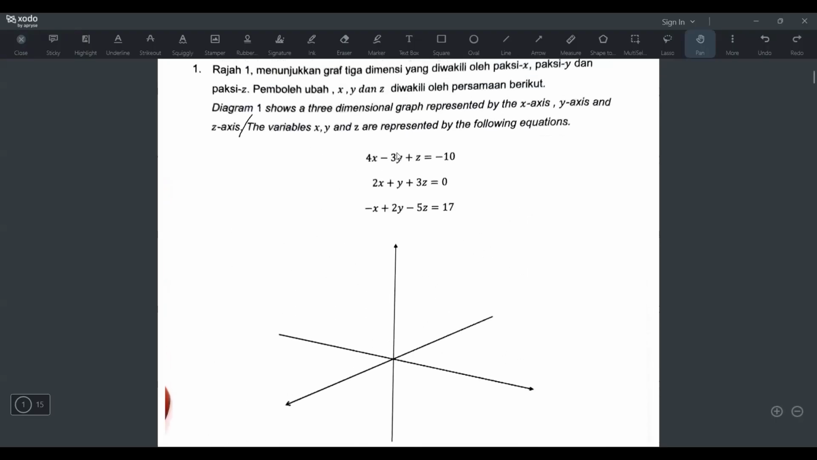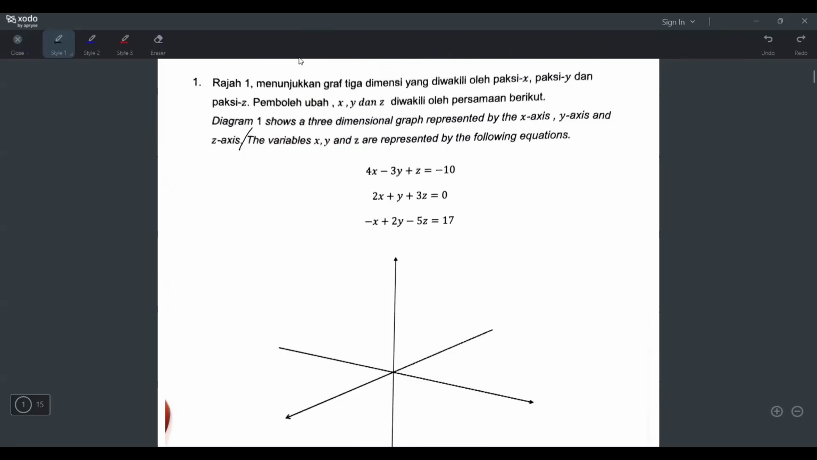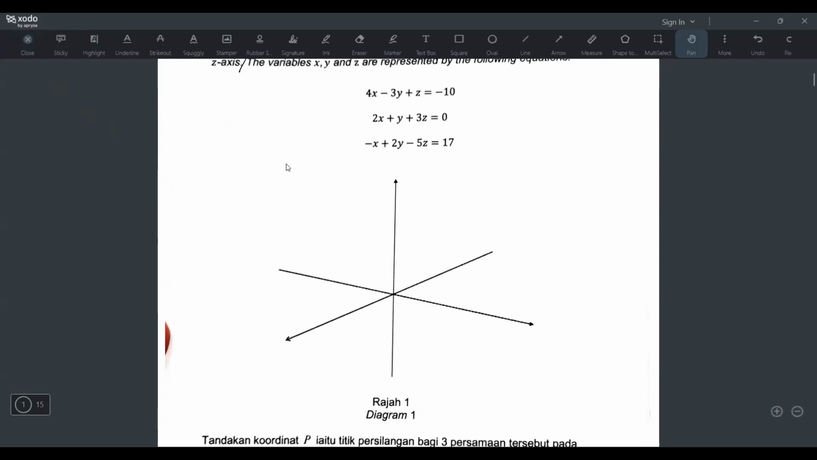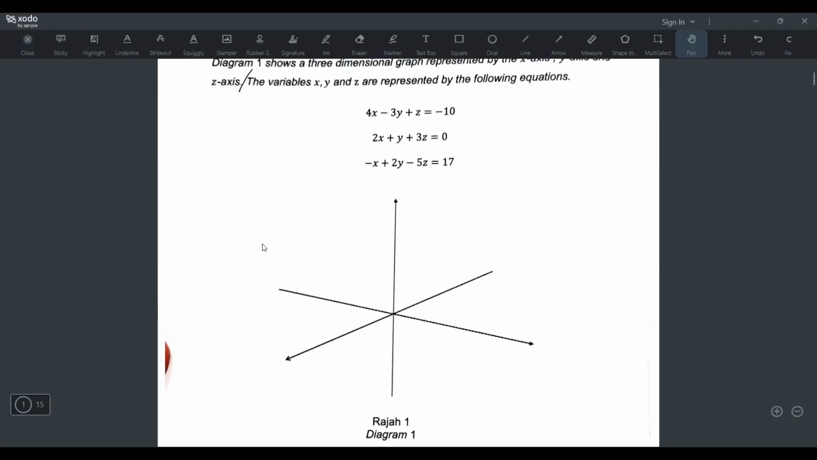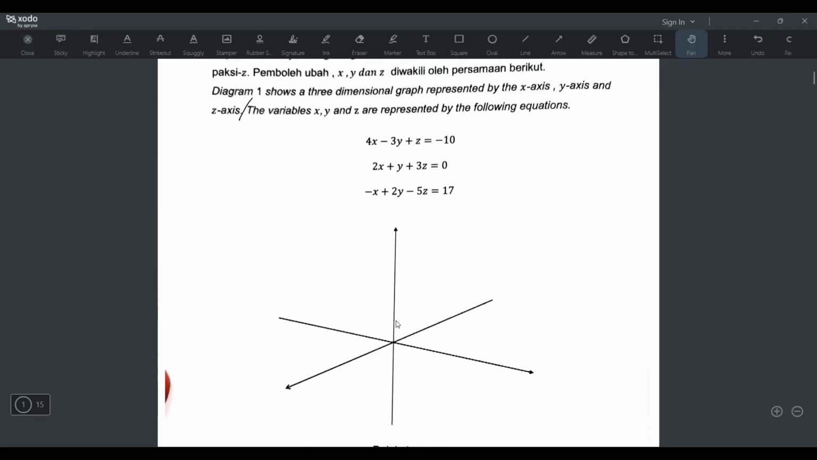We need to do simultaneous equations. We can use the substitution method or the elimination method to get the values of x, y, z. But this question doesn't stop there. They want you to mark the coordinates, and this is quite hard because most of us don't know how to plot it. We never plotted on this kind of axis before. We only learned about the x-axis and y-axis. We never learned how to plot a 3D coordinate.